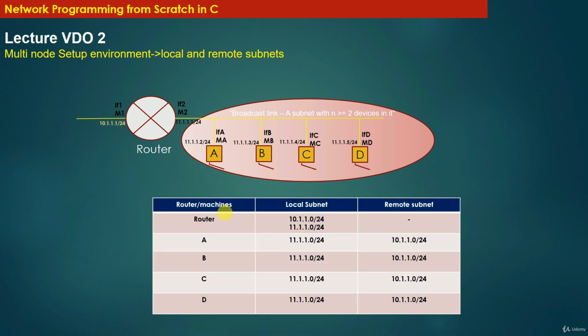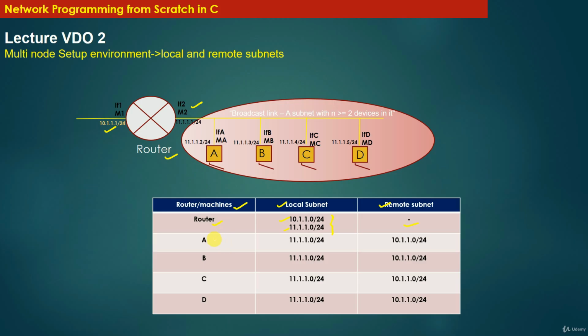So you can see in the table, I have mentioned what are local subnets and what are remote subnets with respect to a machine present in the topology. You can see the router has two local subnets: 10.1.1.0/24, that is this subnet, and the subnet 11.1.1.0/24, that is the subnet configured on interface IF2 of the router. So both the subnets are local subnets with respect to the router, and there are no remote subnets with respect to the router.